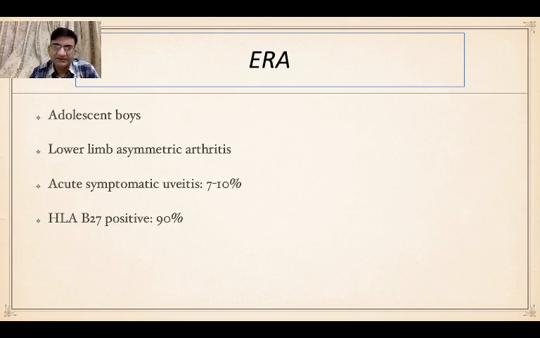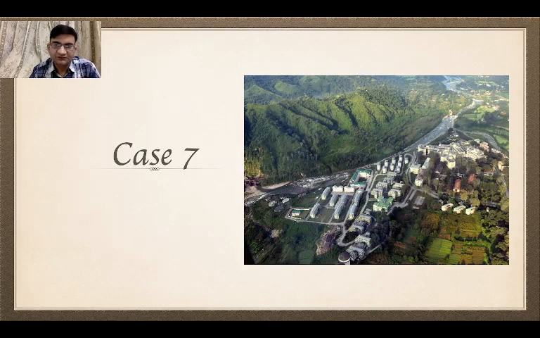The classical pattern is adolescent boys, predominantly lower limb, asymmetric arthritis. We find acute symptomatic uveitis. Now here the uveitis is usually symptomatic, which means acute redness, painful, watering eyes, which is seen in about 10% of these patients. HLA-B27 is positive in around 90% of these patients of enthesitis related arthritis. So the pattern here is adolescent boy, predominantly lower limb, large joint, asymmetric arthritis. So these are often ERA, and this is quite a common subgroup of JIA which we see in our clinics.